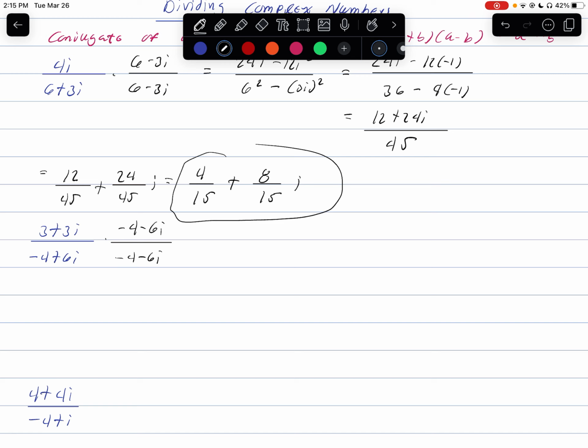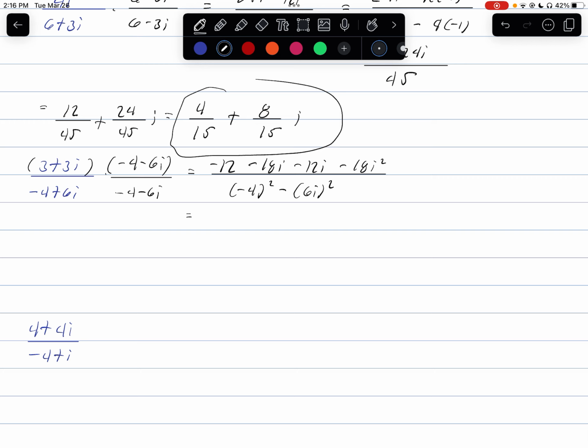Okay, so let's go ahead and FOIL the numerator here. If we put parentheses, we can probably see it a little easier. We'll do our firsts, so we'll have negative 12. Then we'll have minus 18i. Then we'll have minus 12i. And then we'll have minus 18i squared. This is all going to be over the denominator, which is now going to become a squared minus b squared. So we'll have negative 4 squared minus 6i squared.